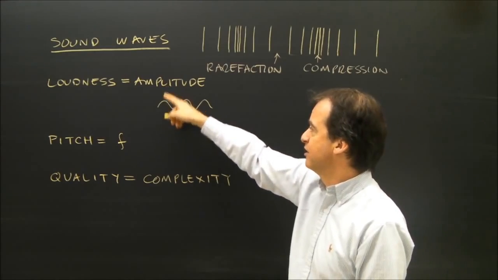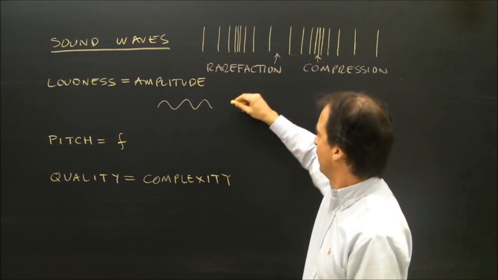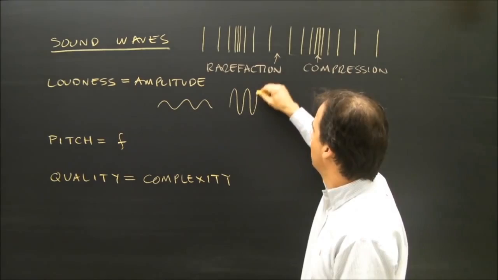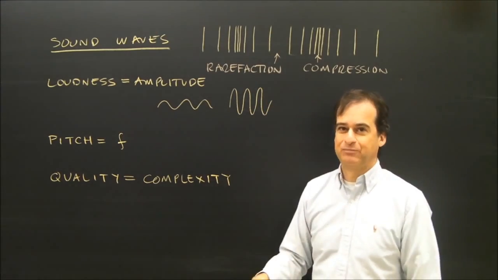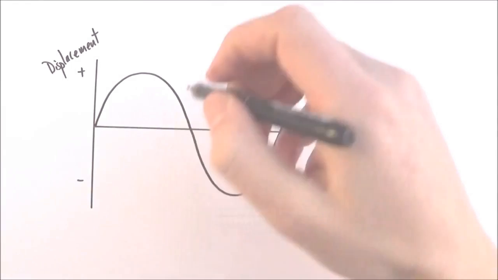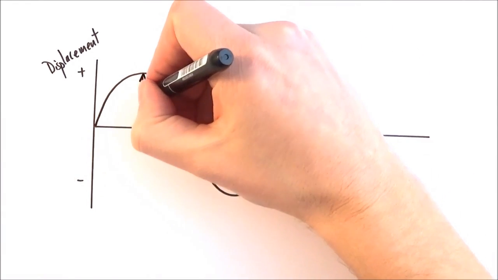So this loudness, the amplitude here is small, so it's not very loud. This would be the same wave, but much louder, because it's got a greater amplitude. Here we have a wave of a certain amplitude that I'm going to call A.